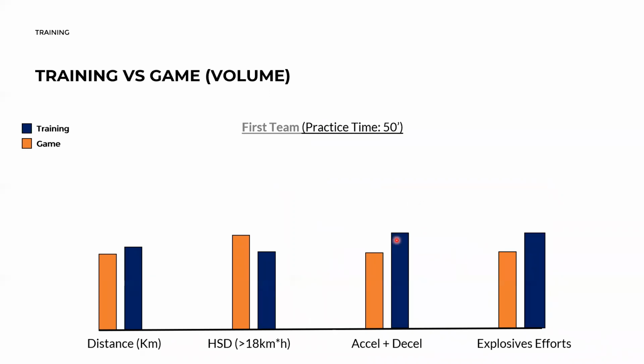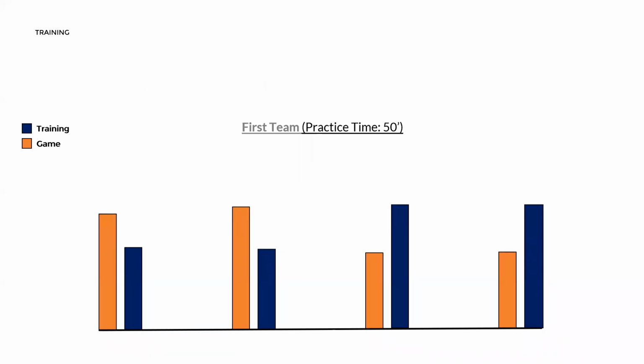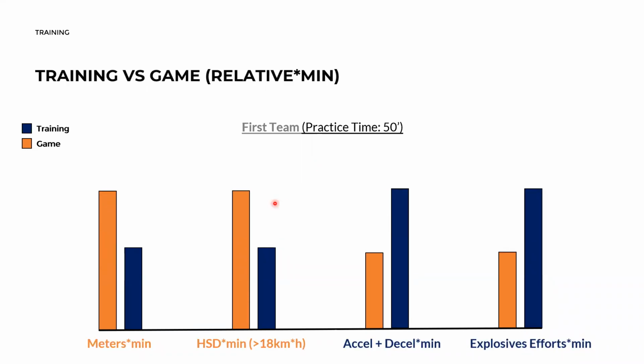From a volume perspective, we just trained 50 minutes. With the under 18 team it was 90. So from a volume perspective, training and game are similar, as practice real time is shorter than under 18, as I said. So if we see it relative per minute, we can appreciate that distance and high speed distance too are higher during games, and acceleration, deceleration, explosive effort are higher during training.